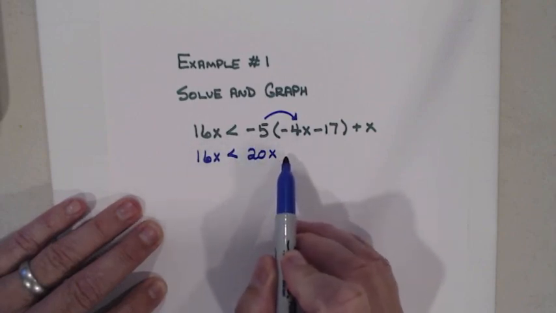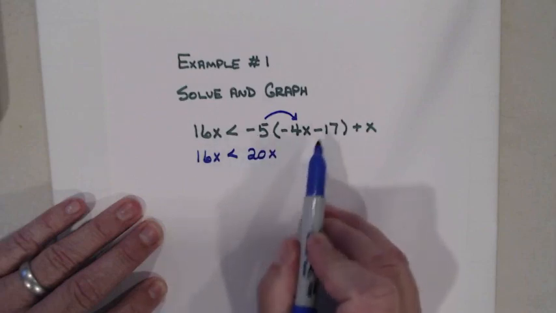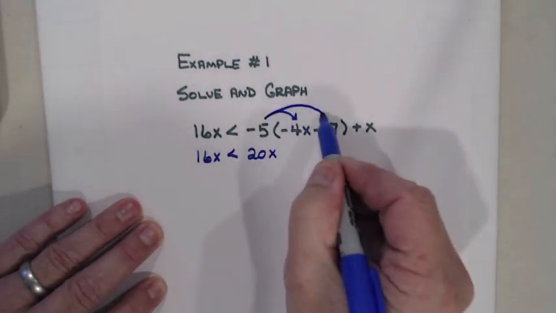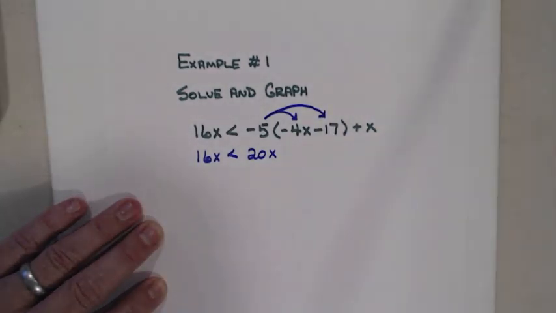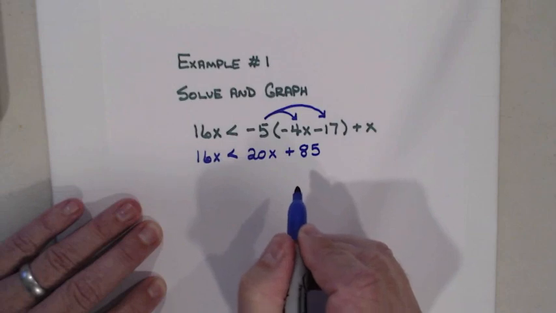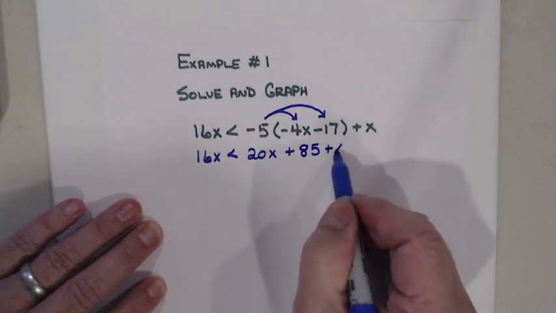Negative 5 times negative 4x, a negative times a negative, is positive 20x. Then I'm going to take this negative 5 and multiply it to this negative 17. Notice I didn't write down a sign. I have to multiply these two together to see what type of number I get, whether it's positive or negative. So negative 5 times negative 17 is positive 85. And then I bring down the plus x.